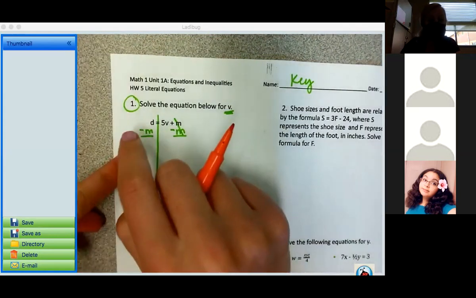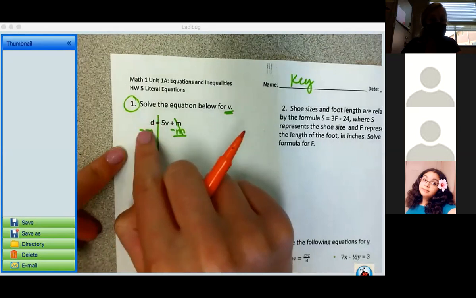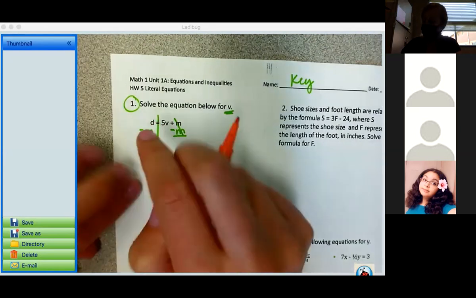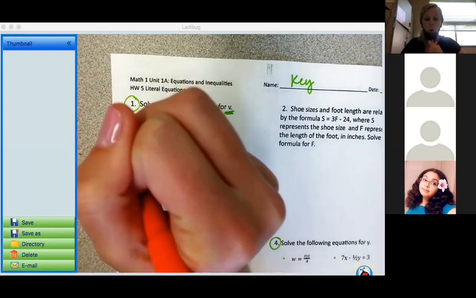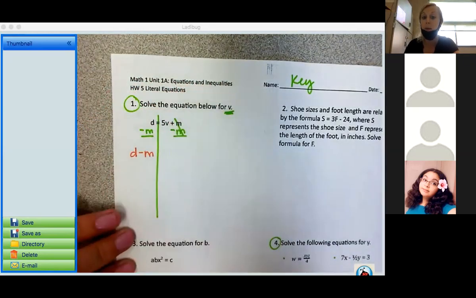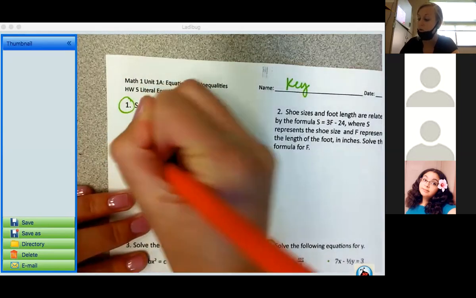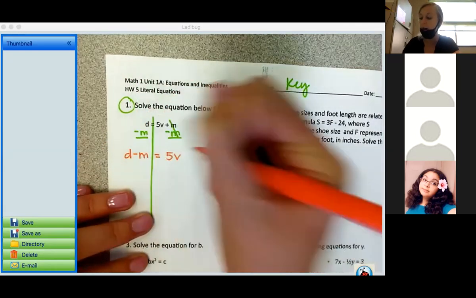All right. Can we do D minus M? Can you do dogs minus men? No, not the same thing. Good. So you literally, this is why it's called literal, you literally write D minus M equals, and I'm only left with 5V, right?